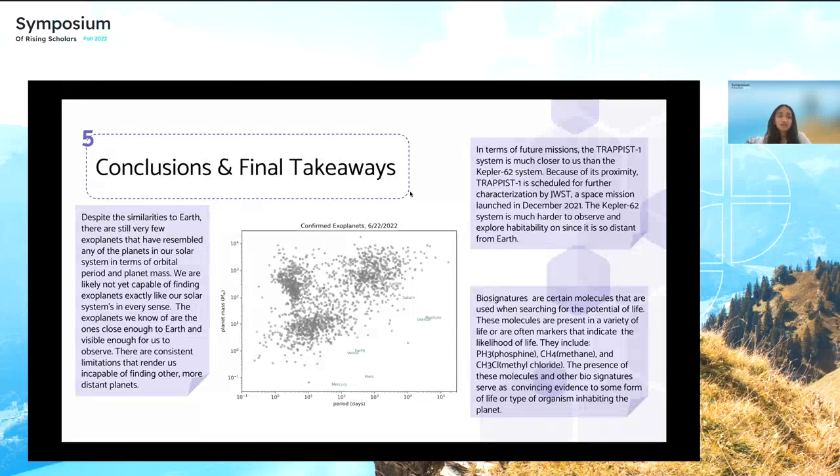Finally, conclusions and final takeaways. Despite the similarities to Earth, there are still very few exoplanets discovered so far that have resembled any of the planets in our solar system in terms of orbital period and planet mass.